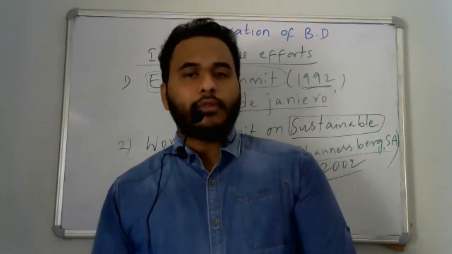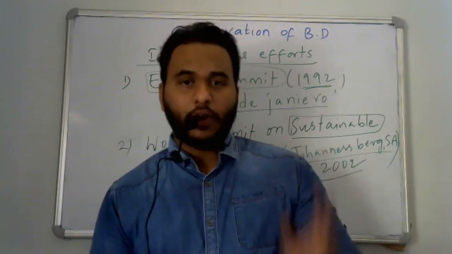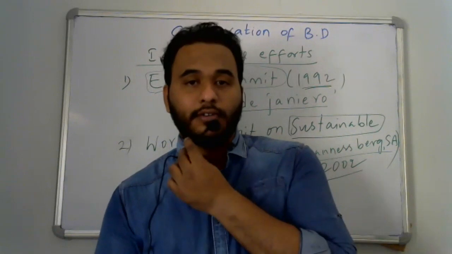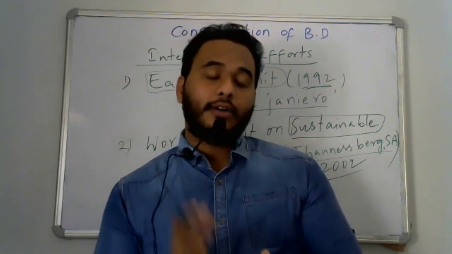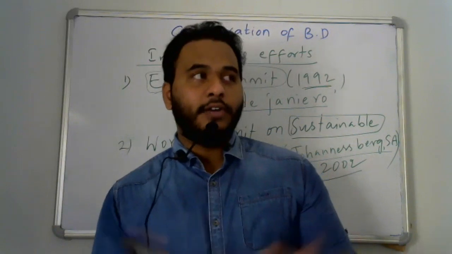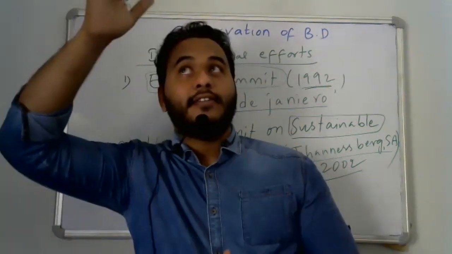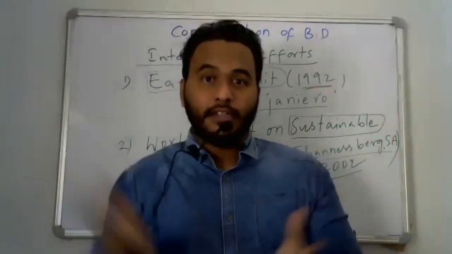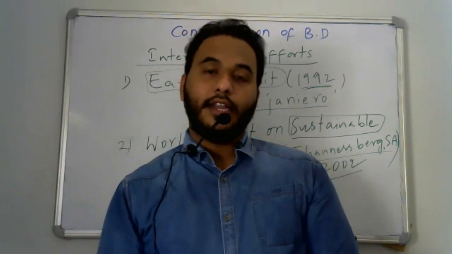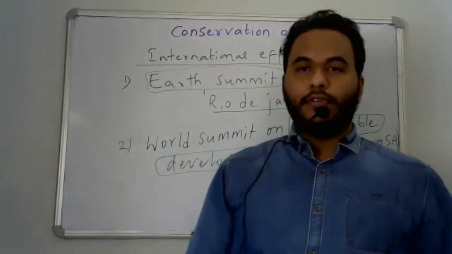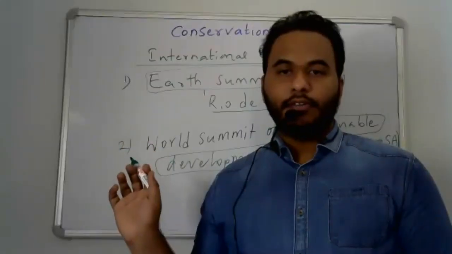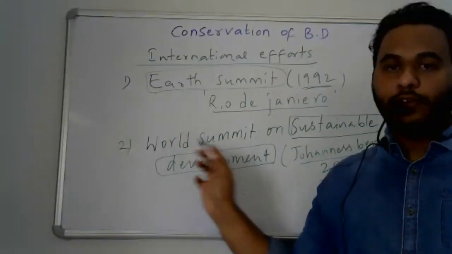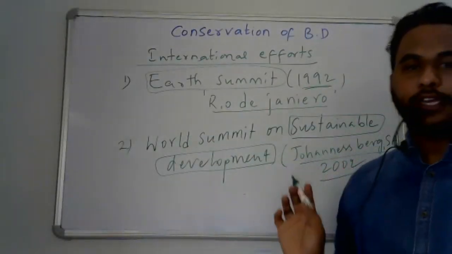After that, I told you the three hotspots which cover India: the Indo-Burman regions, the Himalayas, and the Western Ghats. These three areas cover India. And after that, international efforts. First one, the Earth Summit; second one, the World Summit. The Earth Summit happened in Rio de Janeiro, 1992. The World Summit happened in Johannesburg, South Africa, 2002.